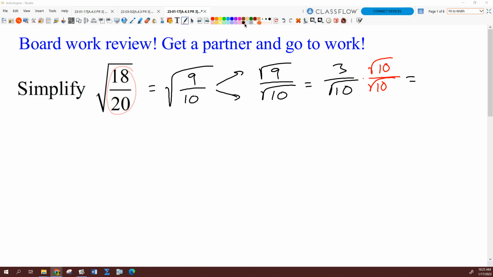Well, on the top, we're just stuck with 3 times the square root of 10, right? Square root of 10 is stuck inside. The 3 is already outside. What about the bottom? What's the square root of 10 times the square root of 10? 10, right? Remember that rule. Here's our rule for that, real quick. If we multiply a square root times itself, it cancels the square root every time. So on the bottom, we get a 10, and that's our answer.